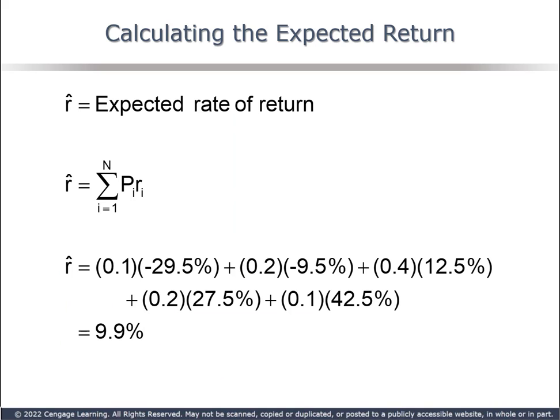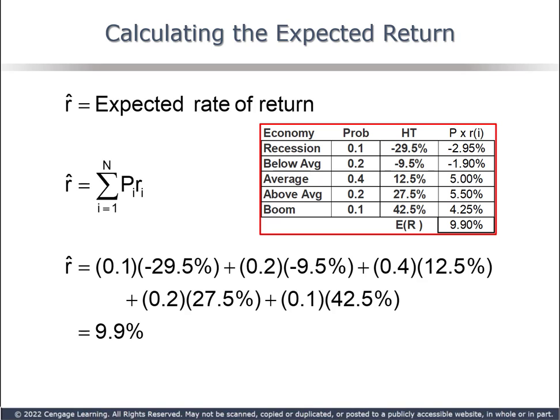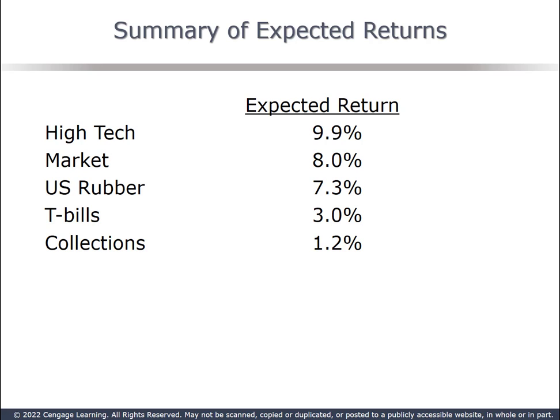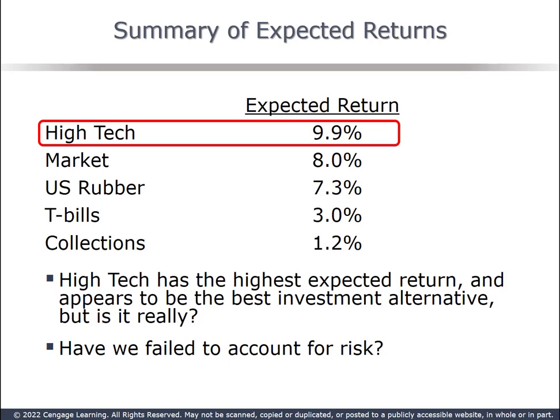Given the data on the states of the economy and the expected return for high-tech under each state, multiply across each probability times each expected return, sum the results to find the expected return for high-tech, 9.9%. Repeating the calculations for each asset in the sample, the results are shown on the slide. High-tech has the highest expected return. Expected means expected by you. The catch, we haven't accounted for risk.